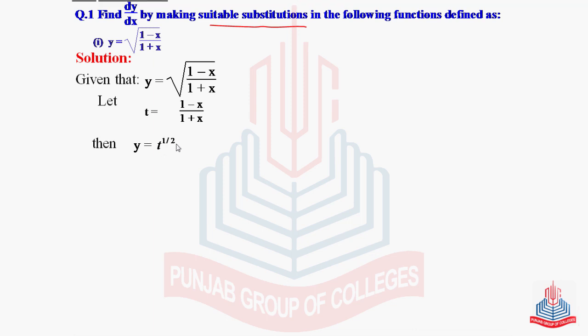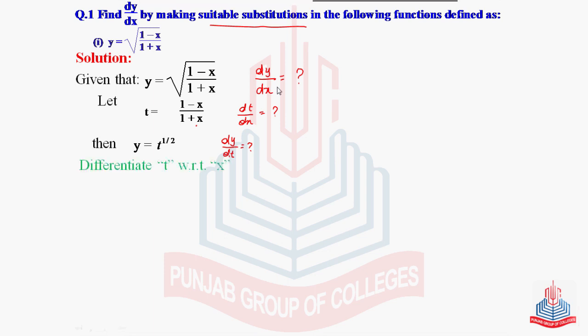Now we have to calculate dy by dx from here, but y is a function of t, so the change can be calculated with respect to t, but t is a function of x. So finally we have to calculate dy by dt from here, and from here we can calculate dt by dx, and then by joining these two derivatives we will form our required result, which is dy by dx. So differentiate t with respect to x.